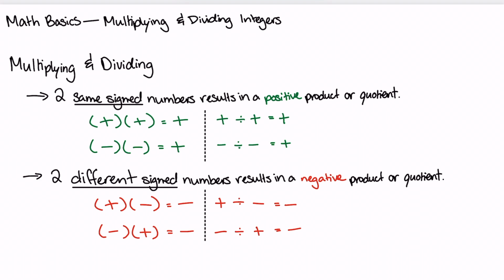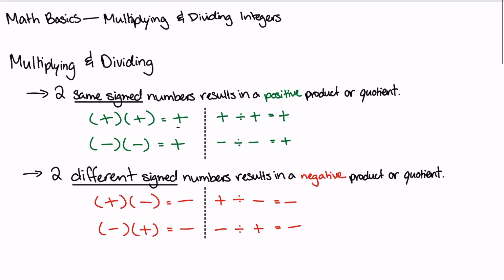Today we're going to be talking about multiplying and dividing integers. So a general rule when multiplying and dividing is that when you have two same signed numbers, you get a positive product when multiplying or a positive quotient when dividing. As you can see here, these signs are the same, these signs are the same, these signs are the same, and these signs are the same. And all of your answers are positive.